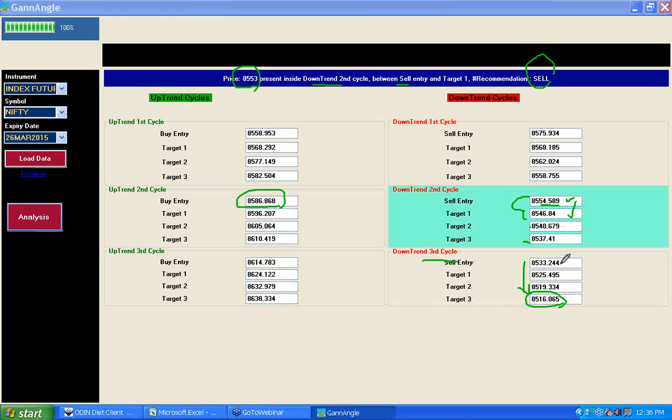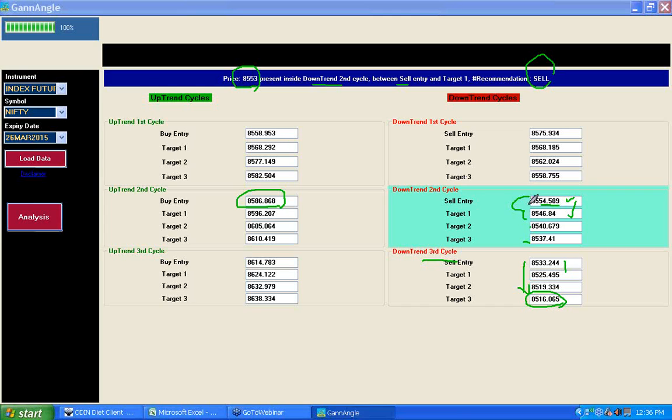Once it is coming to the 8533 level, at that time you have to be very, very careful. If it breaks below that, then it has all probability to touch 8516. However, if it is not breaking below these levels, then it has all probability to bounce back. So 54 to 46, this is the range. Now you are at the 8533 reference point.